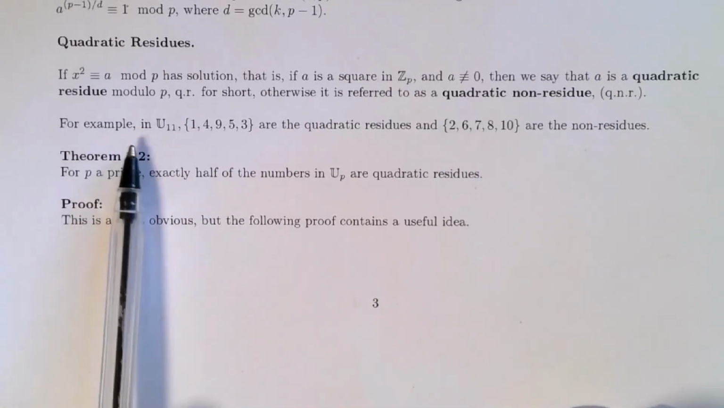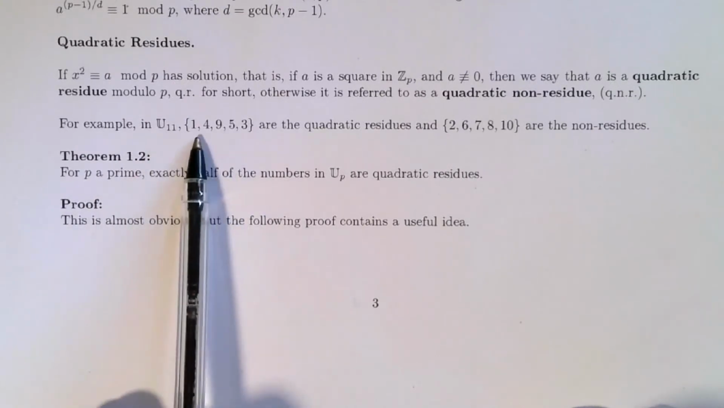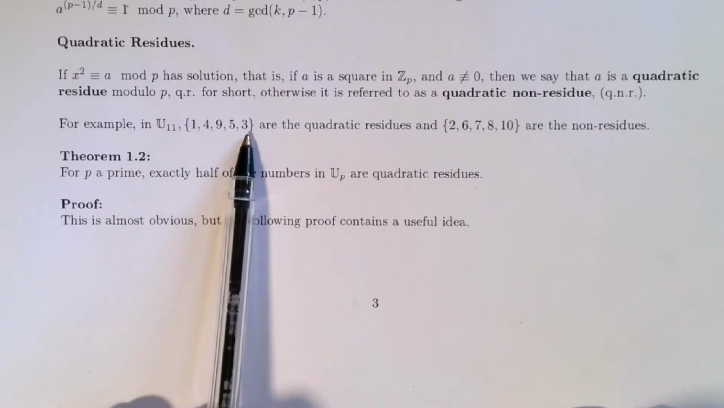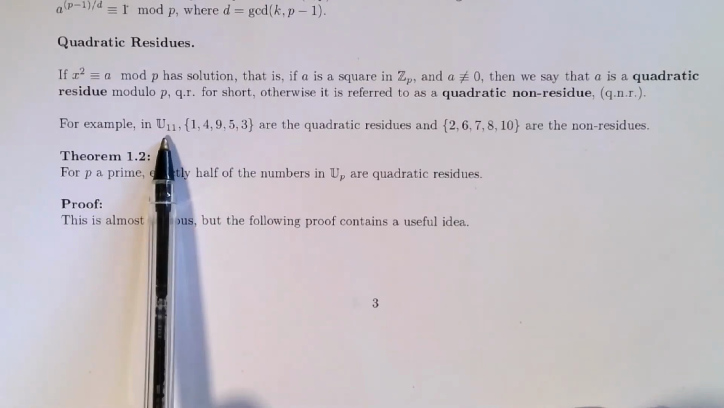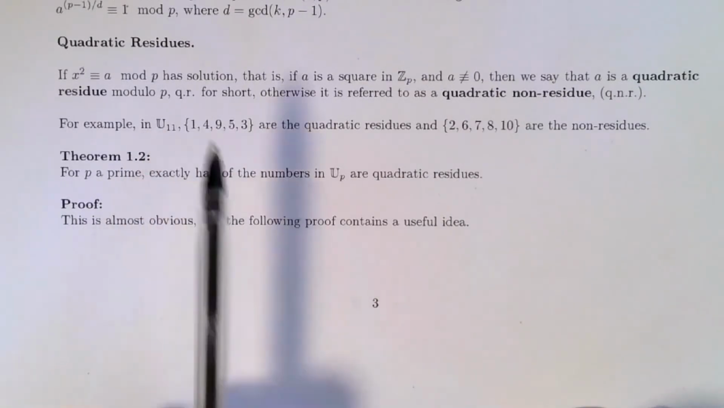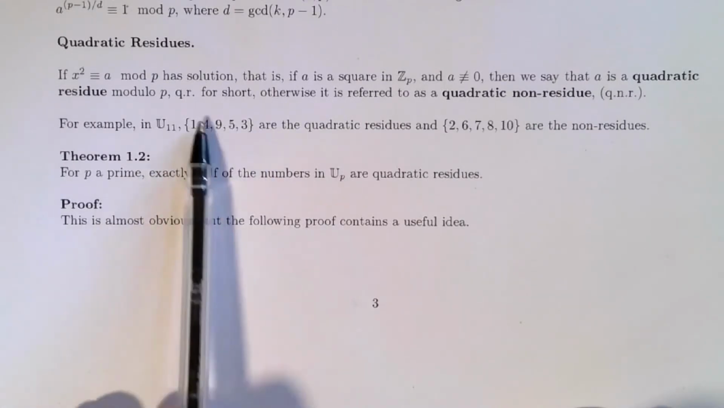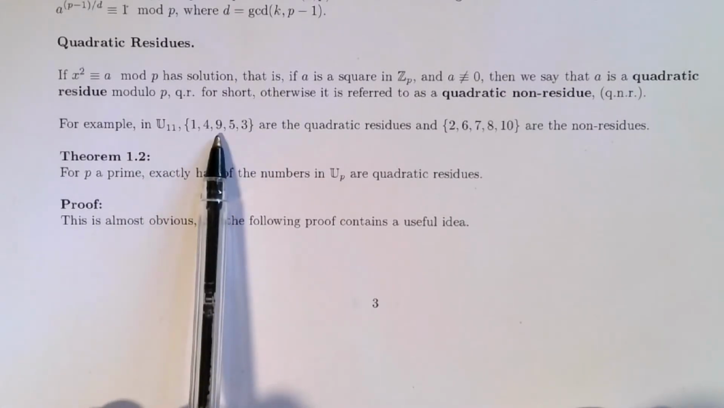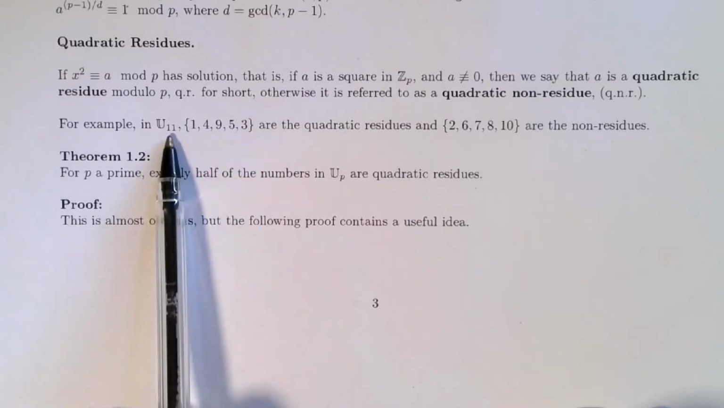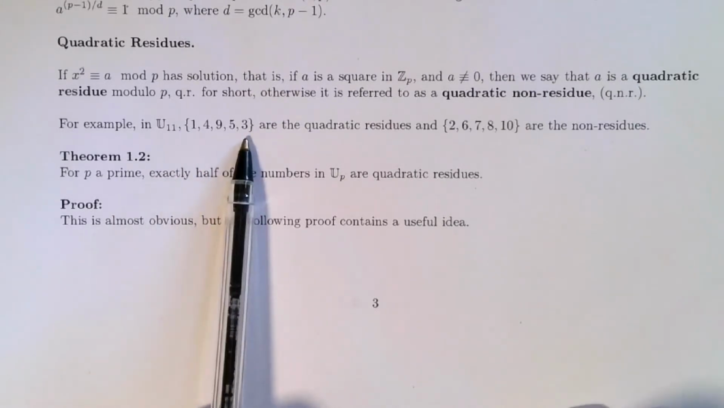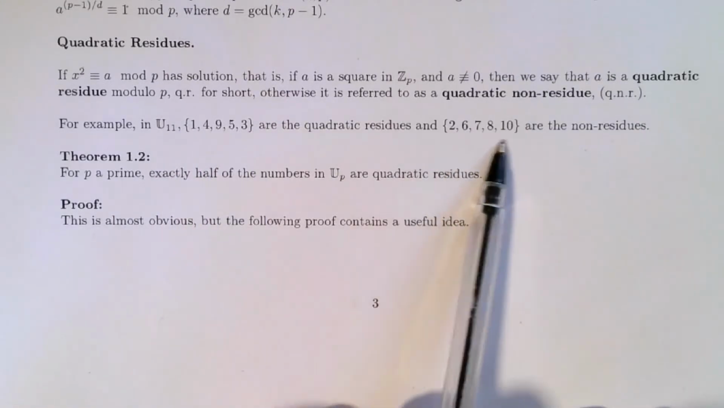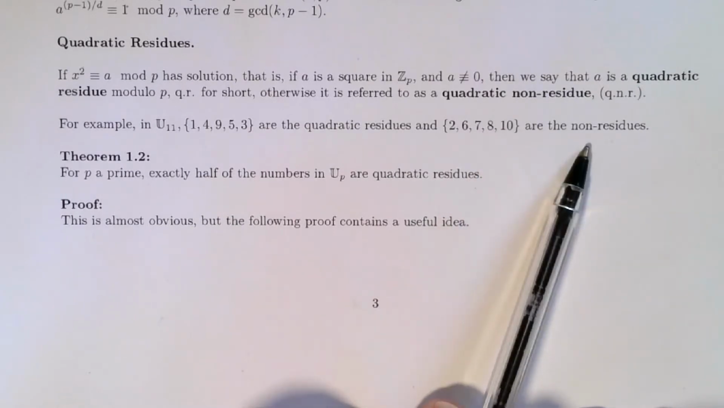For example, if we look at U11, which consists of all the numbers from 1 up to 10, because 11 is prime, then these are the squares. 1 squared is 1, 2 squared is 4, 3 squared is 9, 4 squared is 5 mod 11, and 5 squared is 3 mod 11. So they are the squares, and that means the remaining numbers are the quadratic non-residues, the non-squares.